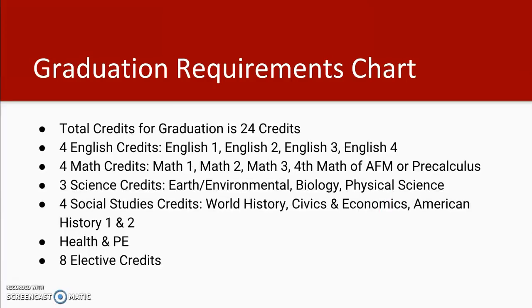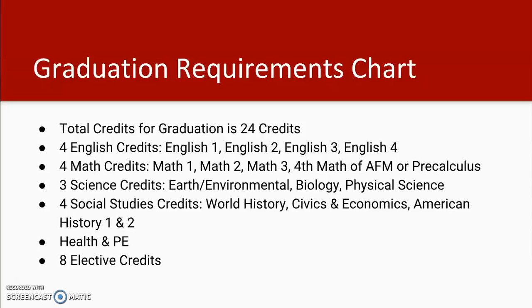Everyone needs 3 science credits, which includes an Earth Environmental Science course, biology, and a physical science. The Earth Environmental Science requirement can be fulfilled by taking the Earth Environmental Science course or AP Environmental Science. The physical science requirement can be fulfilled by taking chemistry, physics, or physical science.